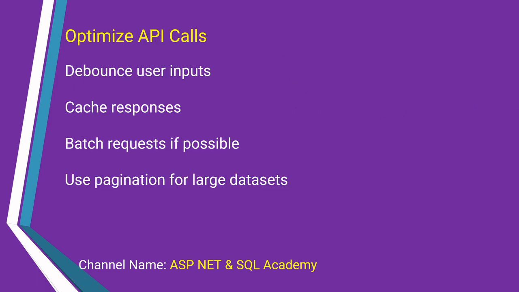API performance is crucial. Debounce search inputs, cache frequently used responses, batch requests, and always use pagination when fetching large data sets from your ASP.NET Core backend.